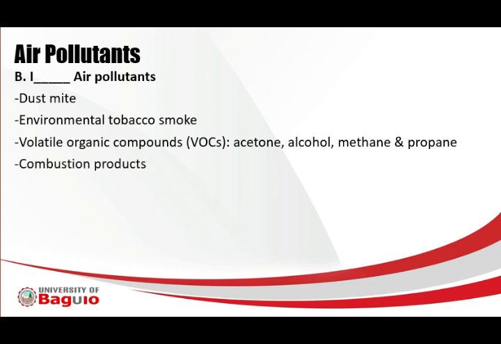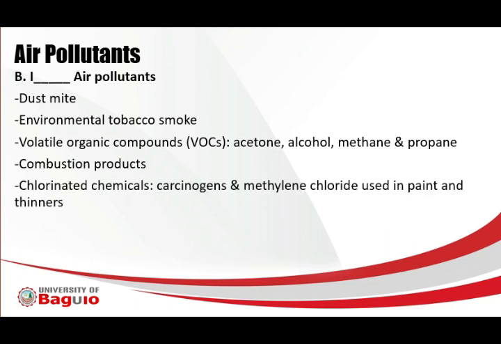And we also have combustion products. Petroleum oils, petroleum, oil, diesel, etc. And other kinds of combustion products. And we also have what we call chlorinated chemicals. So we have the carcinogens and methylene chloride that is used in paint and thinner. So this is more applicable to a new building, or a newly painted building or room, etc.